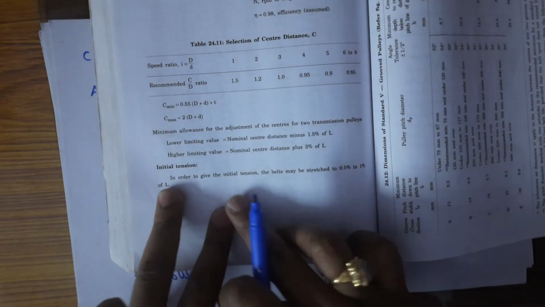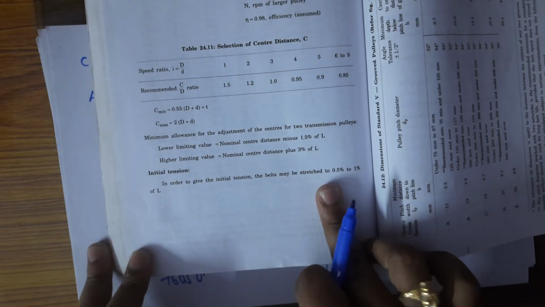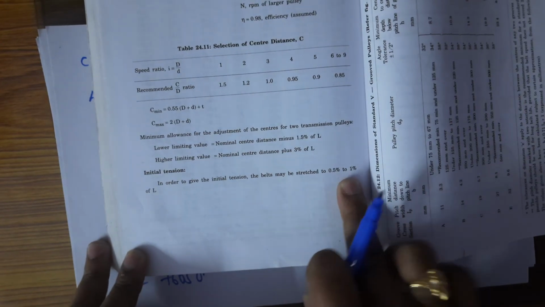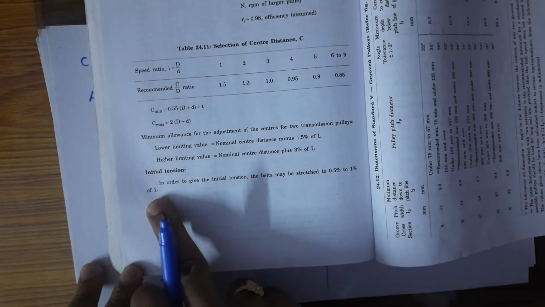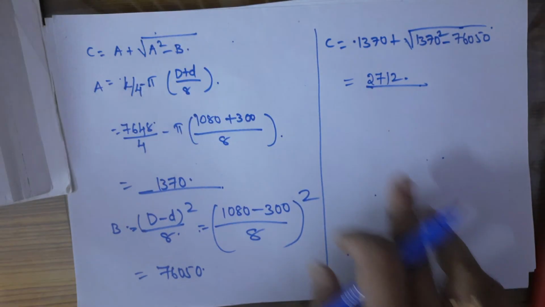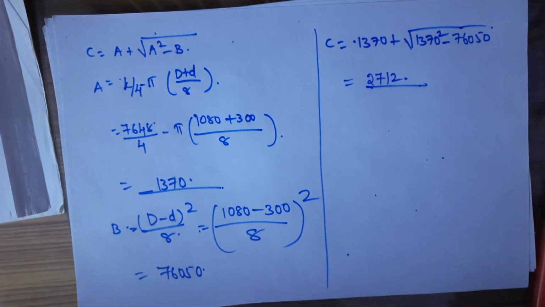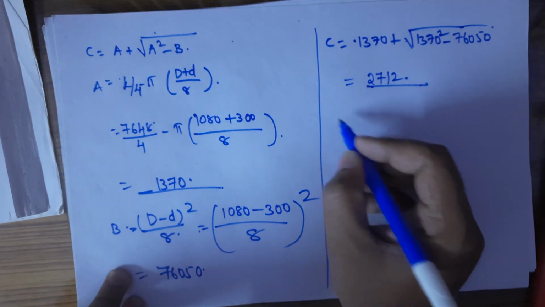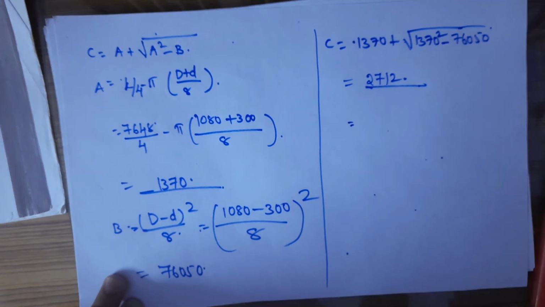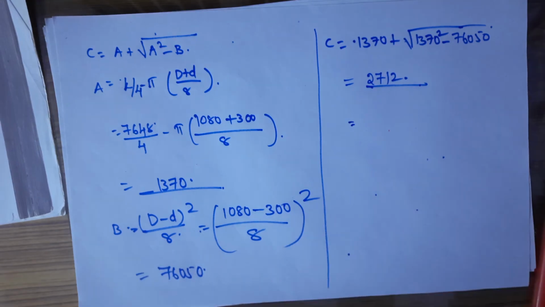Okay, so the next step that we have to do is we have to find the initial tension. So in order to give the initial tension, the belt may be stretched 0.5% to 1% of its length. Okay, so what is the length we are having? And that initial tension lies between 0.5 to 1%. So that's why I am going to select 1% of its length. You can select any of them.